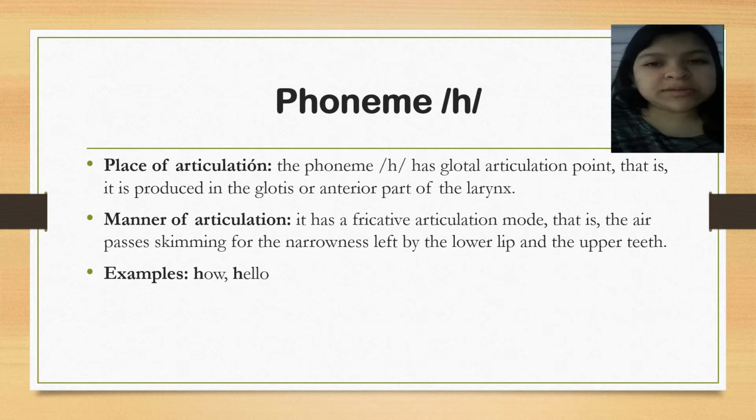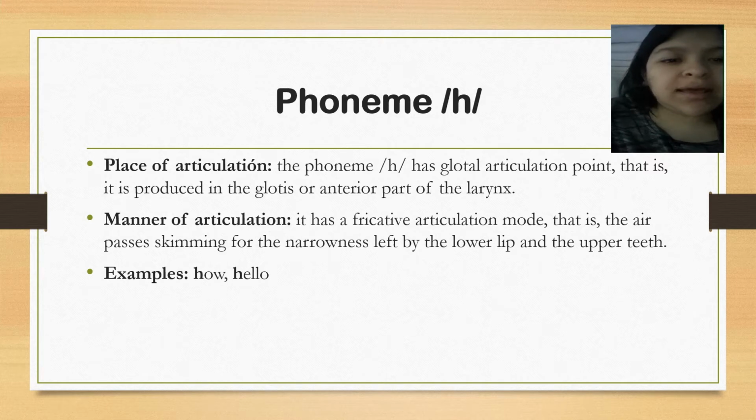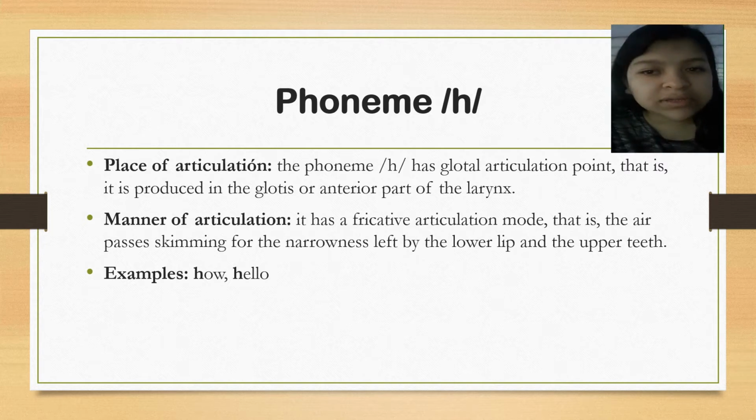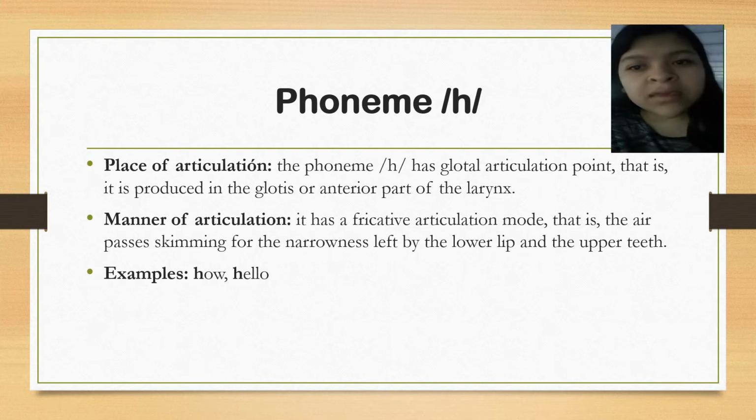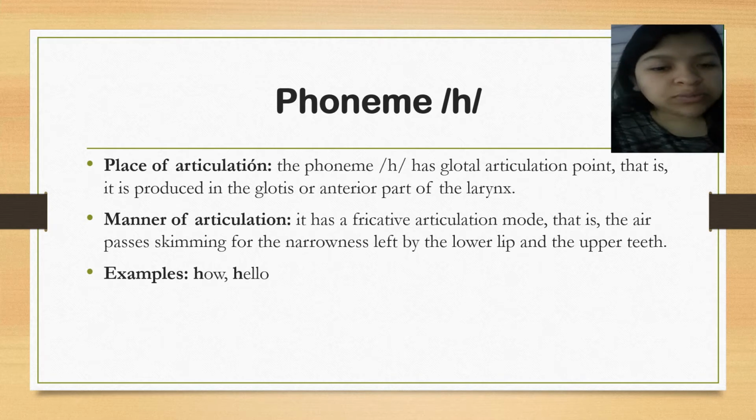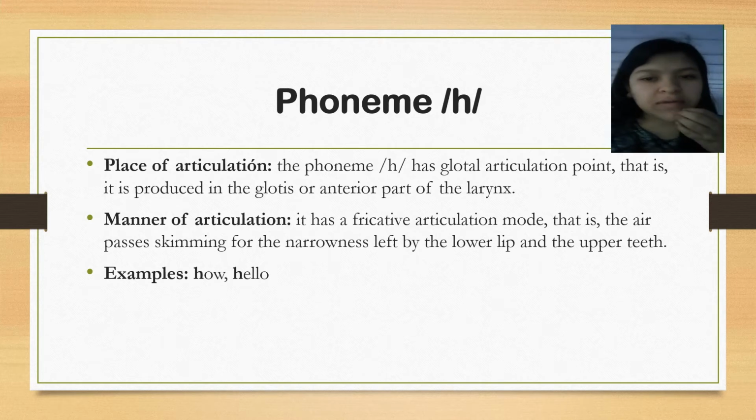Phoneme H. The phoneme H has a glottal articulation point, that is, it is produced in the glottis or anterior part of the larynx. It has a fricative articulation mode, that is, the air passes skimming through the narrowness left by the lower lip and the upper teeth. The pronunciation of this phoneme is H. Example: how, hello.